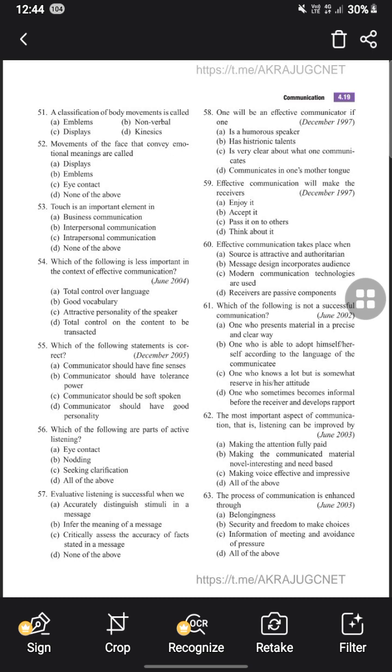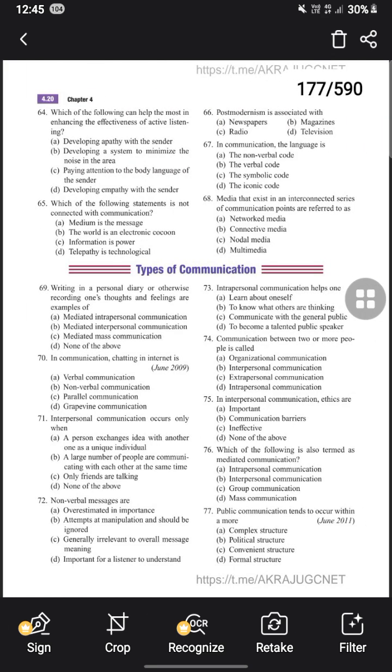The most important aspect of communication is what? 62 is D, all of the above. The process of communication is enhanced through. 63 is D, all of the above. Which of the following can help the most in enhancing the effectiveness of active listening? That is developing empathy with the sender.